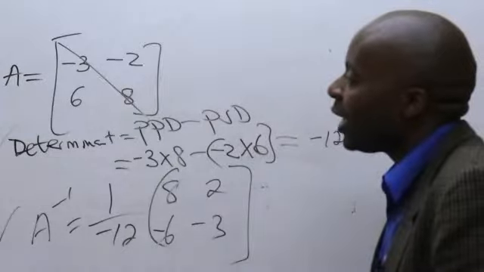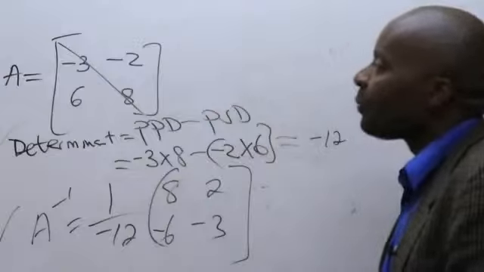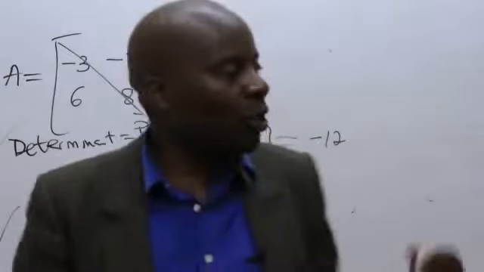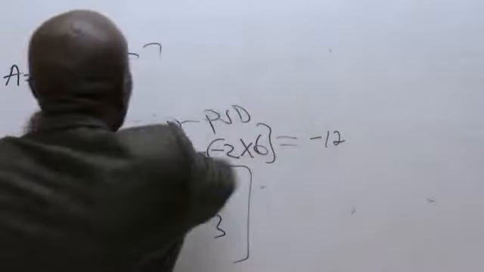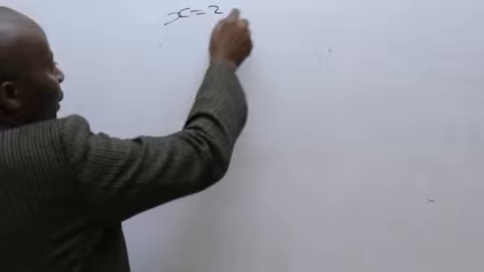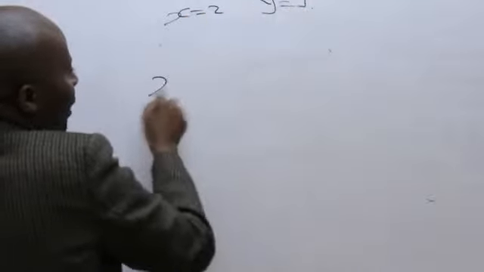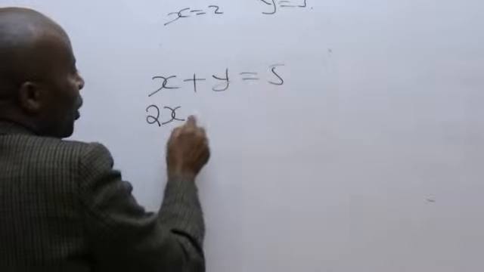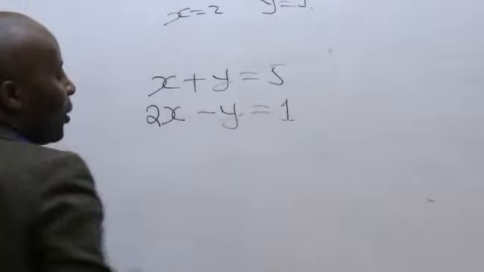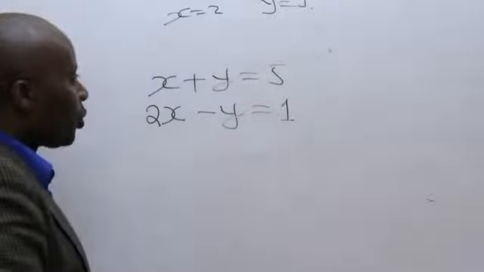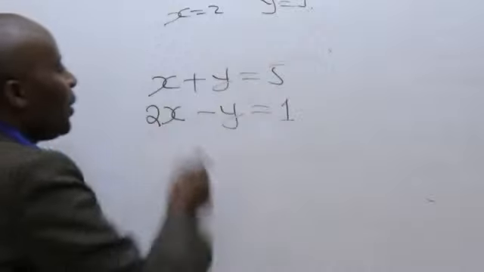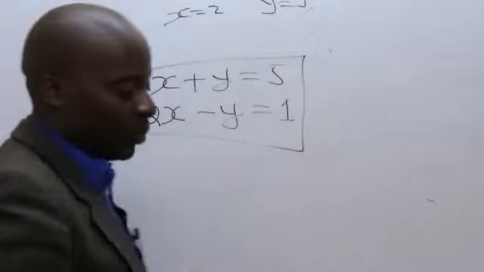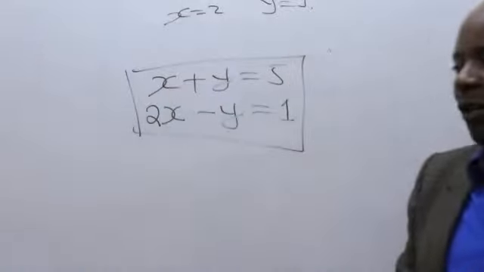So that we don't make reference again to this in the near future, let's come straight away to how we use this particular concept, ladies and gentlemen, to solve simultaneous equations. If you're given equations like x plus y equals 5, and 2x minus y equals 1, and somebody tells you to solve for x and y.